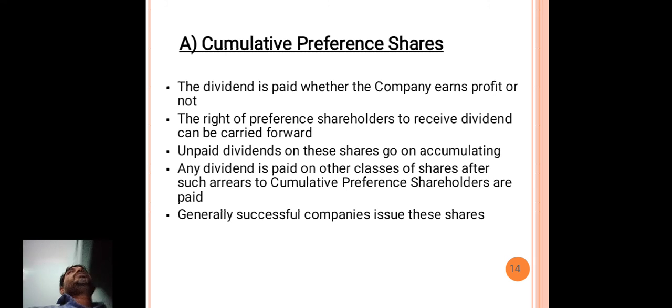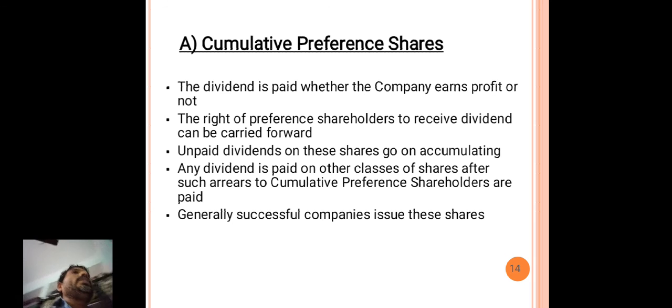In the case of equity shares and deferred shares, there are only those two; there are no other types. But in the case of preference shares, there are different types: cumulative preference shares, non-cumulative preference shares, participating preference shares, redeemable preference shares, and irredeemable preference shares.